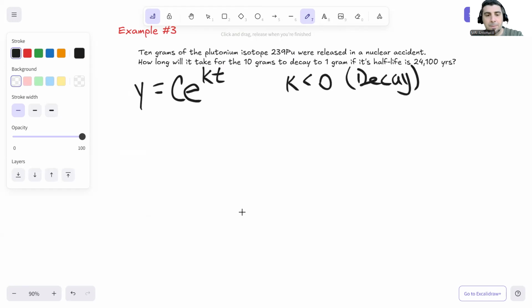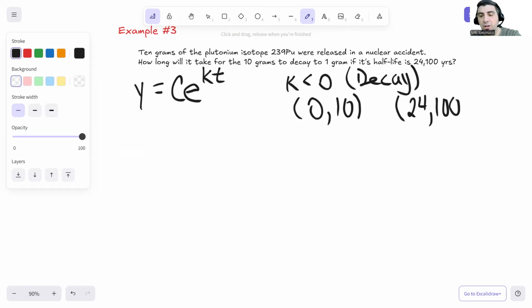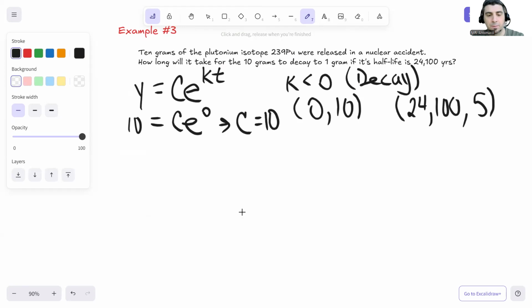Okay, so 10 grams were initially released at the accident. That tells us the point (0, 10). We also know that its half-life is 24,100 years. So after 24,100 years, you'll have half of it left, which they didn't tell us what that amount is, but they kind of did because if there's 10 grams initially, half of that would be 5. So if we plug 0 into this equation, set it equal to 10, we have 10 equals Ce to the 0 power, e to the 0 is 1. So that lets us know that C equals 10. Okay, so we have y equals 10e to the kt.